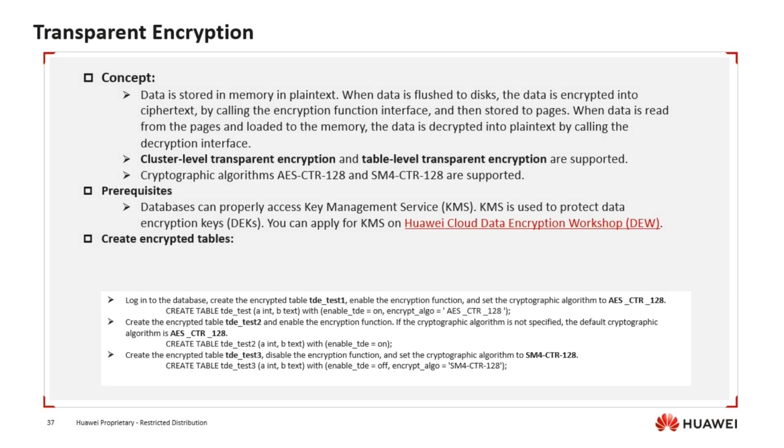Then comes TDE, transparent data encryption, which means data is stored in plain text in memory. When the database does flushing, the encryption function interface is used to encrypt the data into ciphertext and write it to the disk. Decryption will be done while the page is loaded into memory. Now GaussDB supports cluster-level TDE and table-level TDE with AES and SM4 algorithms. A key management service is required to protect the keys. You can visit the public cloud documentation for further details.